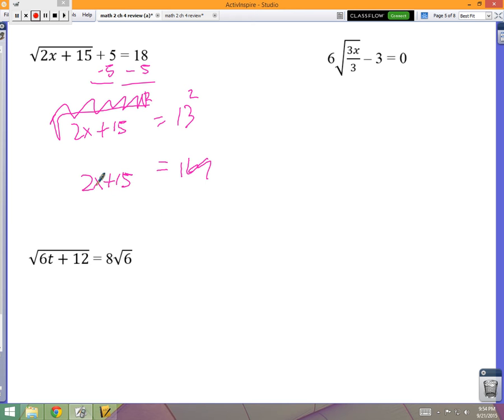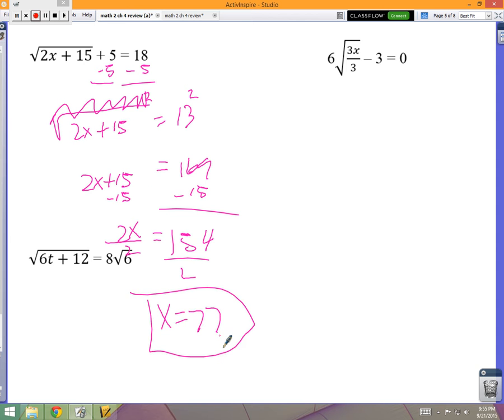And now undo everything with the x. Undo this plus 15 first. So minus 15, minus 15, and 169 minus 15. It's going to be 154. So I got 2x is 154. Undo the times 2, divide 2, divide 2. And if you cut 154 in half, x should end up being 77.